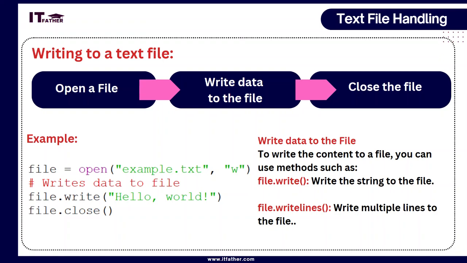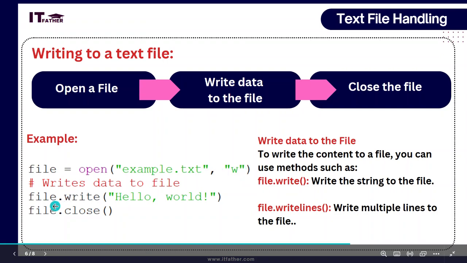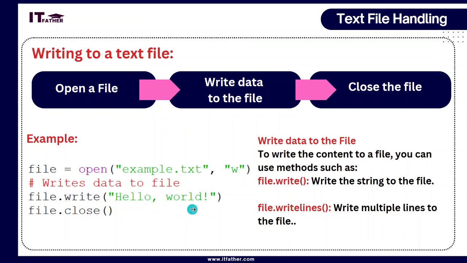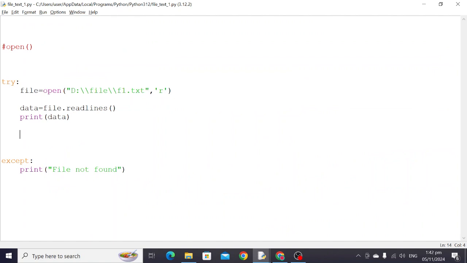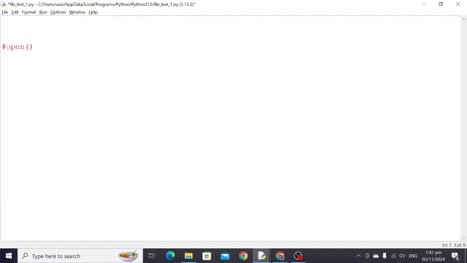As you can see in the example, first of all we have to open the file in W mode. W means writing mode. Then we use the write function to write data to the file, and then we can close it. Let us first understand the write function with the help of an example, then we will do the next process. Okay, so we are taking a new file, writing to the text file.